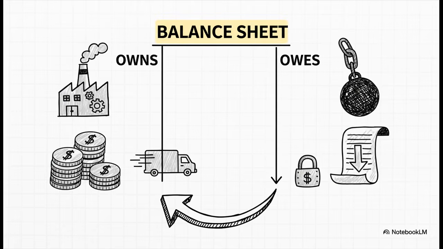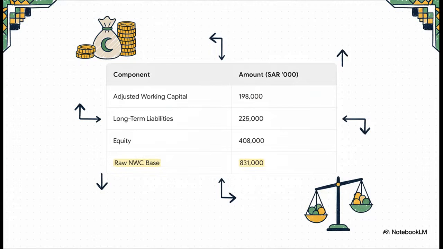Okay, path one is complete. Now let's switch gears and head down the second path, the balance sheet approach. This method doesn't care about profit for the year. It's all about the company's big picture financial position, what it owns and what it owes. This method looks at where the money to run the business is coming from. We combine the company's long-term liabilities and its total equity with something called adjusted working capital, which is basically the company's short-term operational cash. For ZATCA, this all adds up to a raw base of 831 million. And whoa, as you can see, that is a very different number from our first calculation.